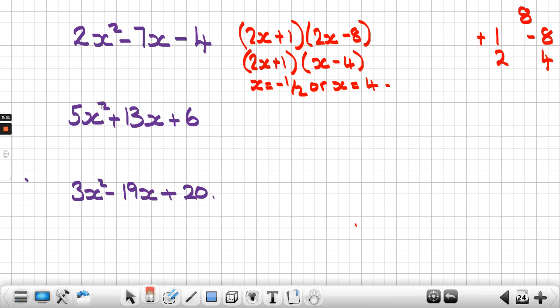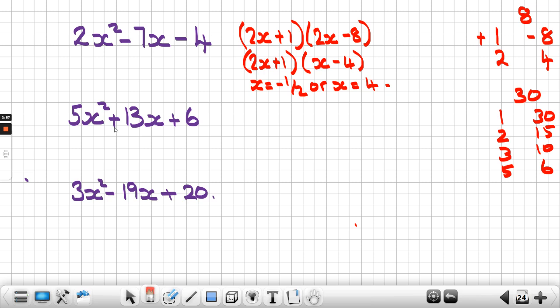So we've got 5x squared and we've got a 6 here. So we're going to say 30, multiply those two together, and let's see what our factors are. 1 and 30, 2 and 15, 3 and 10, and 5 and 6. Obviously, the better you are at seeing factors, the quicker it will be.